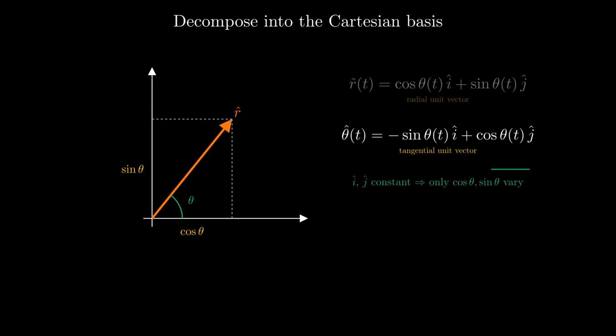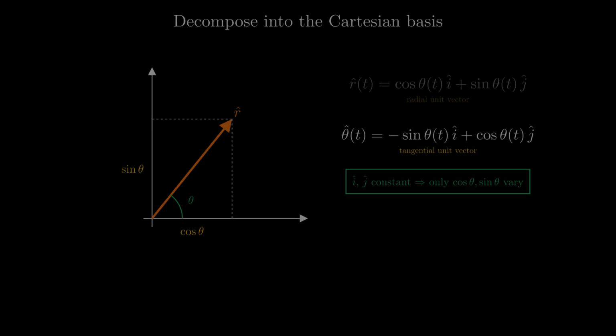The Cartesian unit vectors i hat and j hat are constant in time. All of the time dependence now sits inside cosine theta of t and sine theta of t. Differentiating becomes pure chain rule. Now differentiate r hat with respect to time. r hat equals cosine theta i hat plus sine theta j hat.